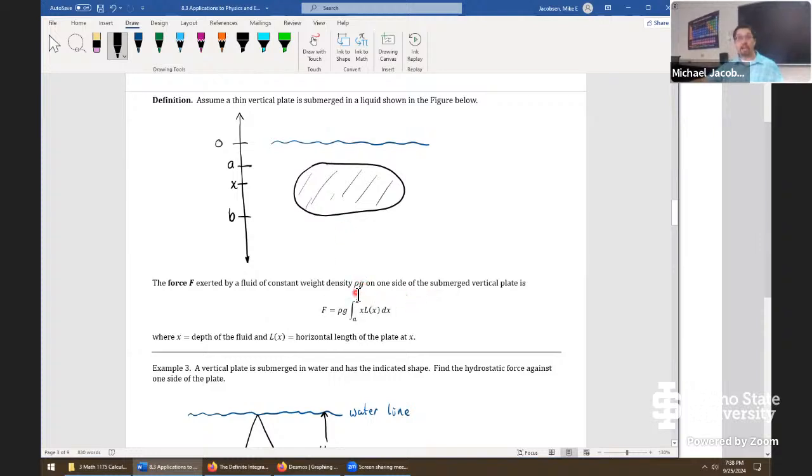You take rho times g, that's the weight density like we said before. You integrate from a, that's where the object starts, down to b, that's where the object ends. You take x, x is the depth of the fluid. So imagine putting down your x right here, for example. There's your depth going from a to b. L of x, this is the not so easy thing to find, is going to be the horizontal length of the plate at x. So once you put down x, you need to come up with a formula for this.